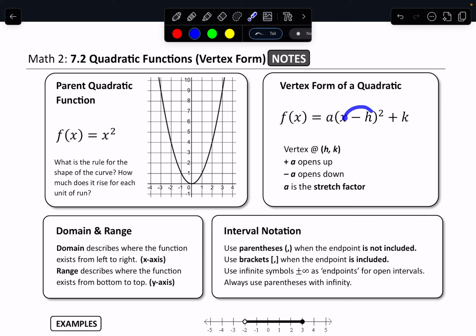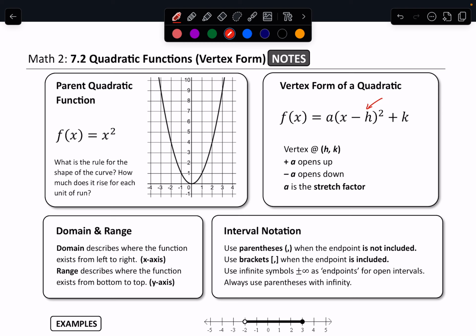This is going to shift left and right. The k on the outside of the parentheses that's getting added after the square is going to shift up and down. And the a in front is going to stretch. It's going to either make your parabola this tall, skinny parabola, or it's going to make it this fat, wide parabola. All right, so let's maybe add that to our notes.